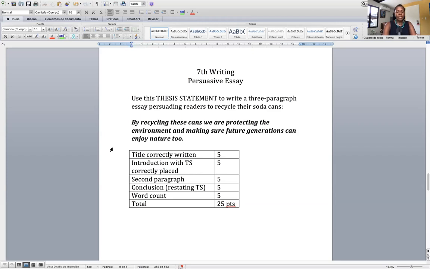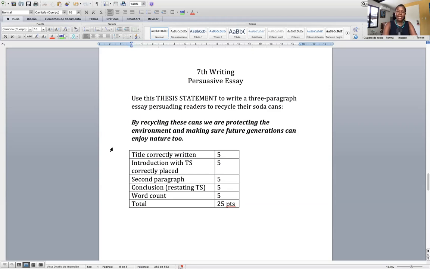And your second paragraph, 5 points. Your conclusion, in which you're gonna restate the thesis statement using different words, 5 points. And if you include the amount of words, you get 5 points. Total, 25 points. Okay, what is the thesis statement?